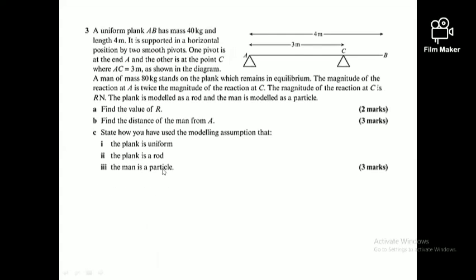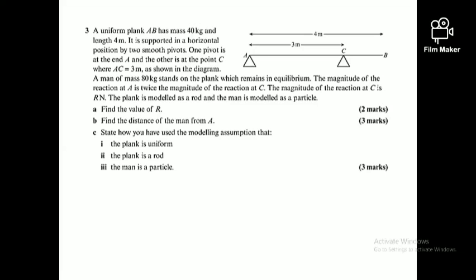Then part C asks what condition you have considered when modeling the plank as a uniform rod. If it is uniform, you can say the center of gravity acts at the midpoint. If it were a plate, the center of gravity would have to be considered in 2D, so you would consider the length as well as the breadth. If it is a rod, we can consider the center of gravity in 1D.